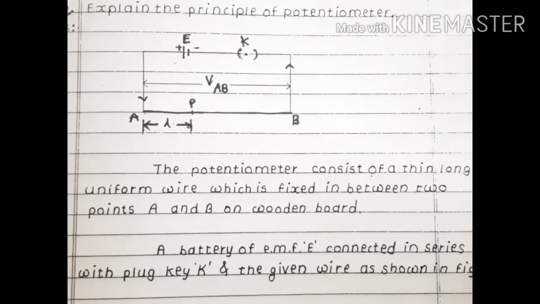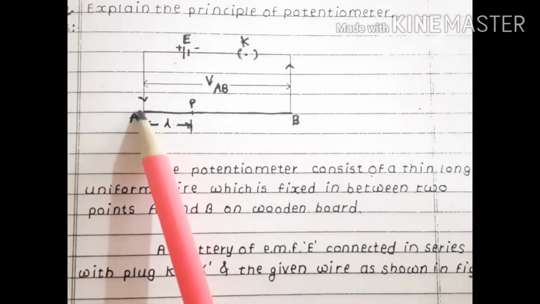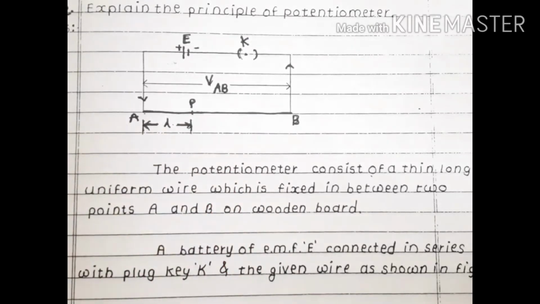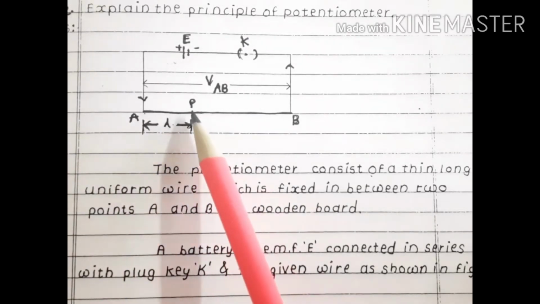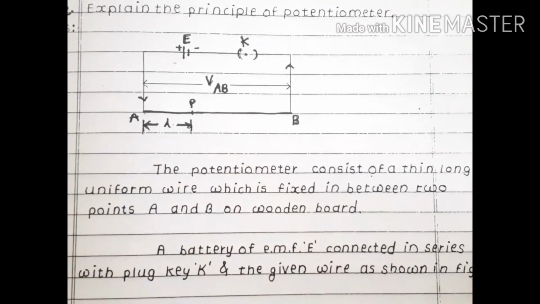The potential difference between any 2 points on the potentiometer wire is directly proportional to the distance between those 2 points on the potentiometer wire. Today our aim is to explain that principle.